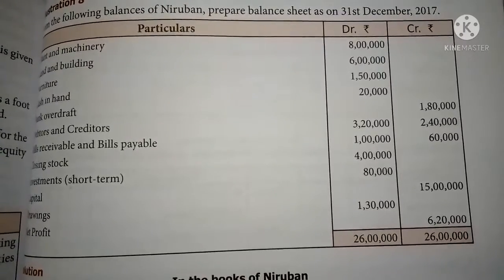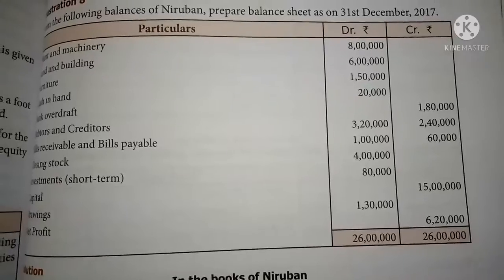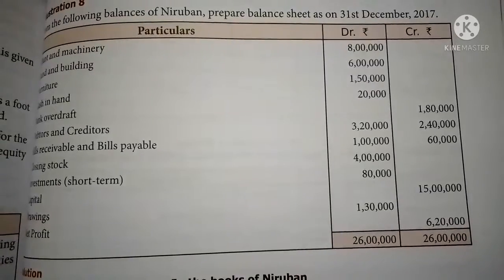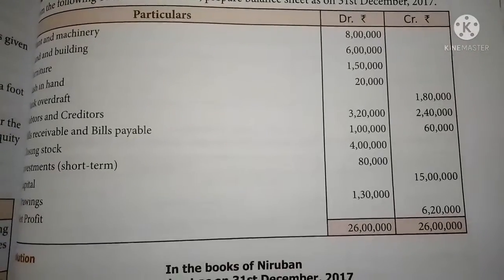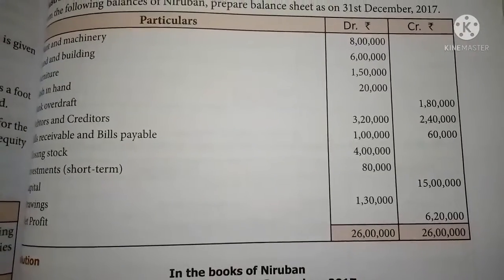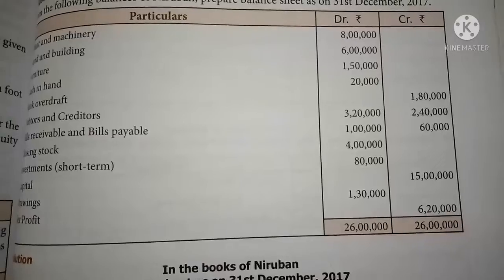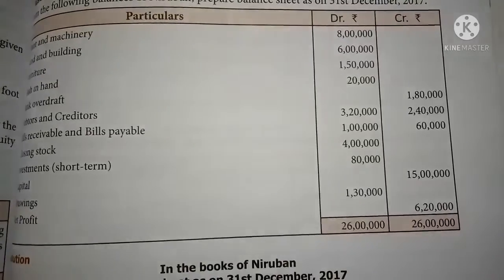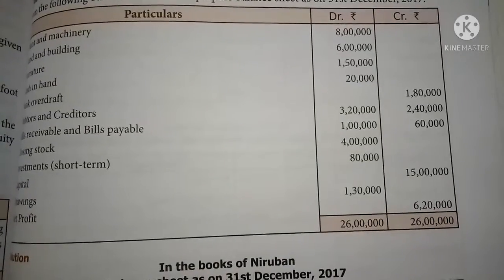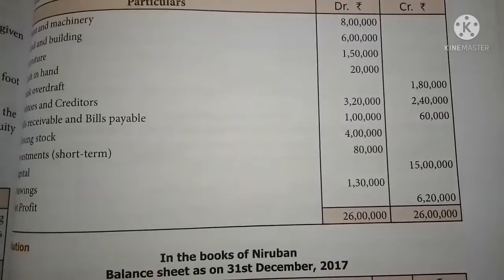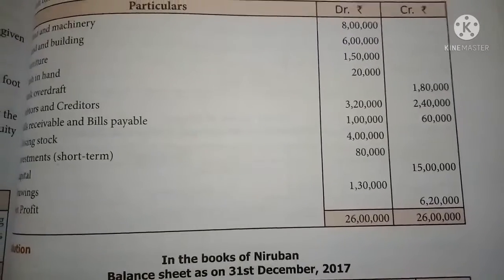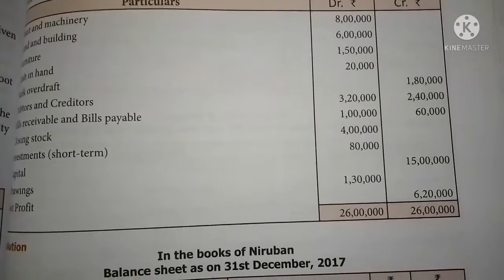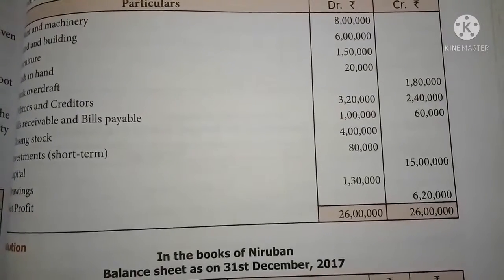In the debit column, debtors means credit customers, so it is one of the assets. In the credit column, creditors 240, it is one of the liabilities shown on the liability side. Bills receivable, bills payable. Debit column bills receivable, credit column bills payable. So bills receivable is one of the assets, bills payable is one of the liabilities. Then closing stock 4 lakh is one of the assets.